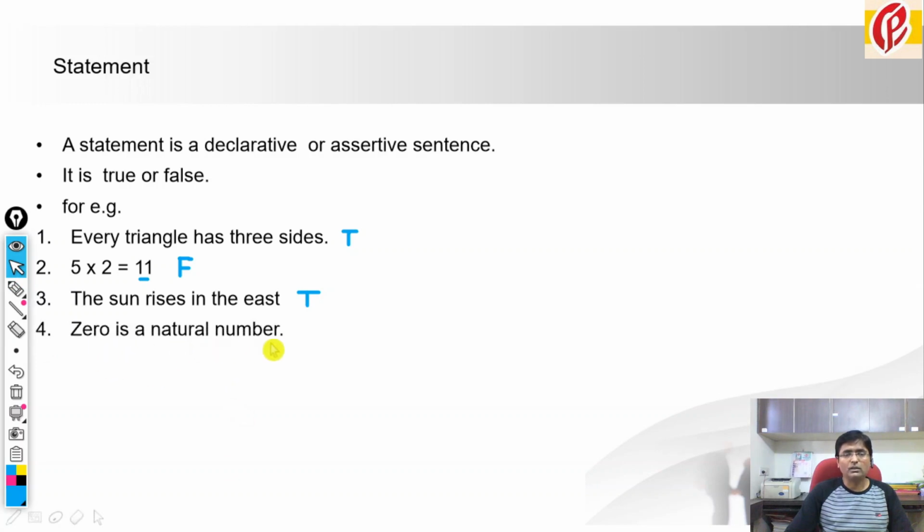Next. 0 is a natural number. Tell me, is 0 a natural number? No, 0 is not a natural number because natural numbers start from 1. So this is a statement and it is false.